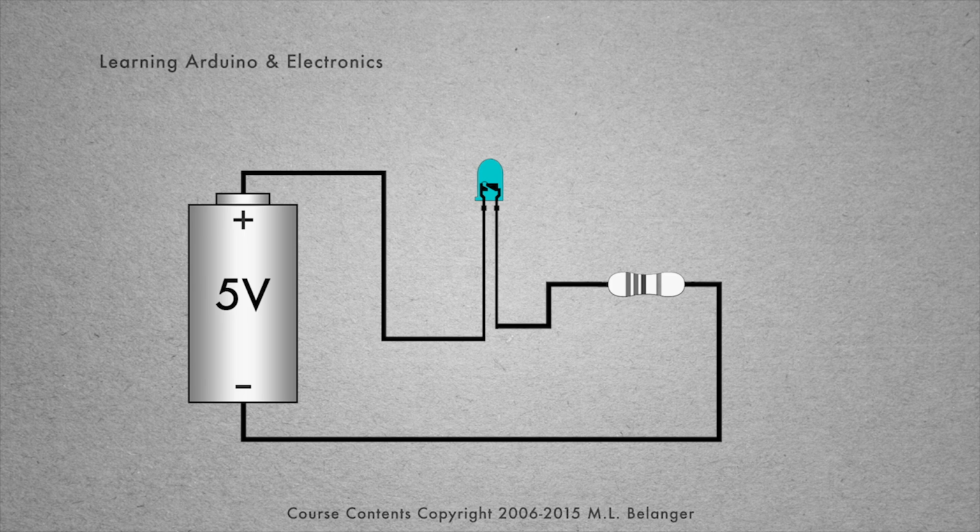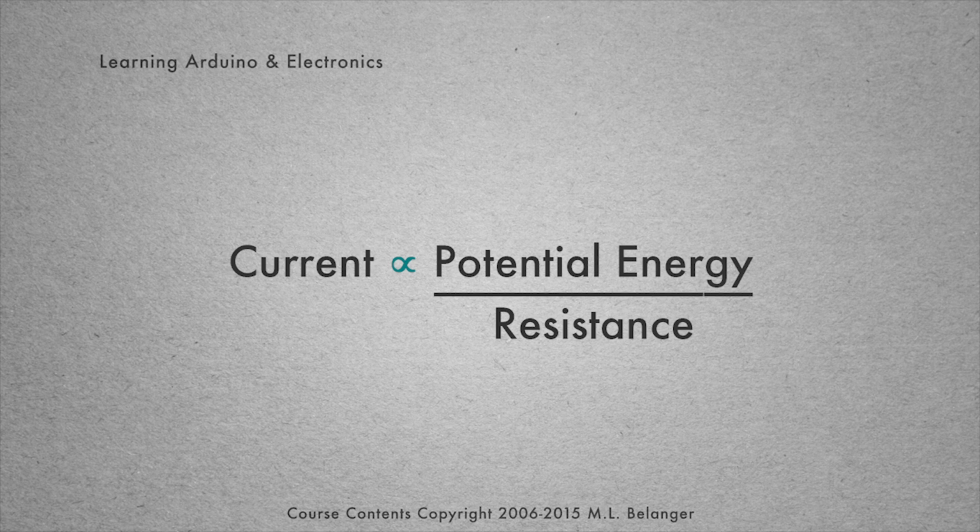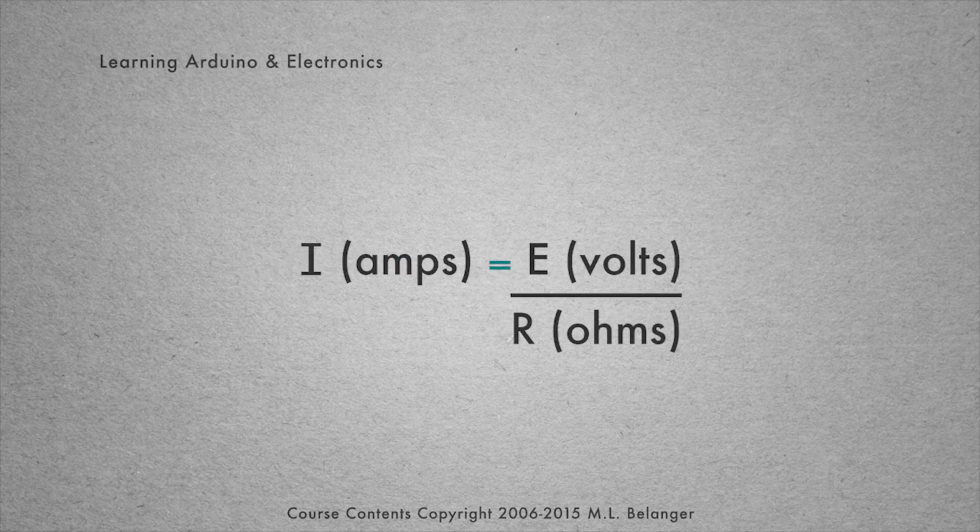Our battery supplies a particular voltage, which is a measure of its electrical potential energy. In this example, we've used a 5-volt battery, and our resistor opposes the flow of current with a resistance measured in ohms. In our example, a 330 ohm resistor is appropriate. Here then is the electrical equivalent of our water equation from before. Current is proportional to electrical potential energy and inversely proportional to resistance. Or substituting typical electrical placeholders, I is equal to E divided by R, where I is the electrical current measured in amps, E is the electrical potential energy measured in volts, and R is resistance measured in ohms.